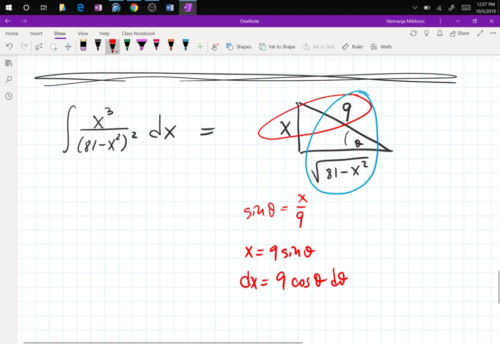You have to get dx immediately. As soon as you see x, boom, dx, next step. Blue, cosine theta is going to be the square root divided by 9, from where the square root of 81 minus x squared is going to be 9 cosine theta.